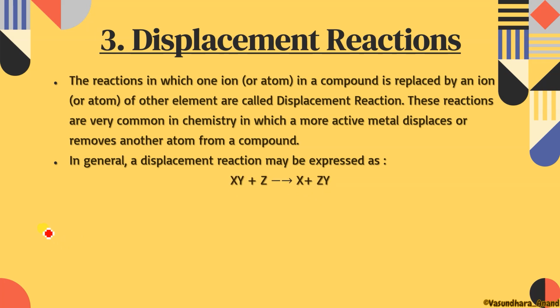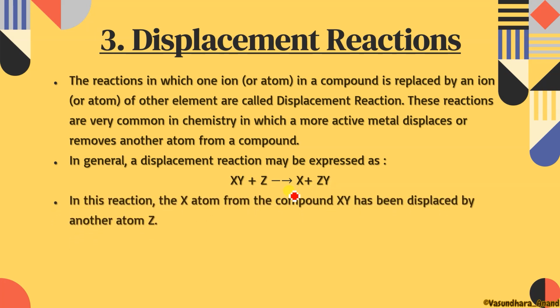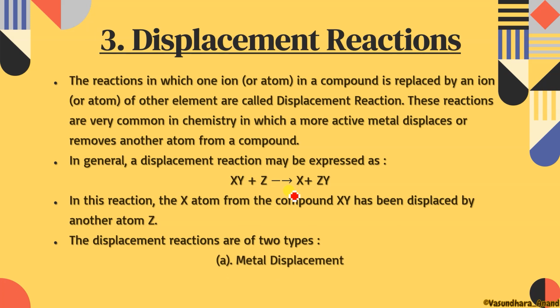It means that Z, being more active than X, is able to displace X from this compound, isn't it? So Z will take the place of X and X will be in the free state. So X here is in the free state and ZY is the compound. In this reaction, the atom from the compound XY has been displaced by another atom Z, because Z is more active. The displacement reactions are of two types: metal displacement and non-metal displacement.